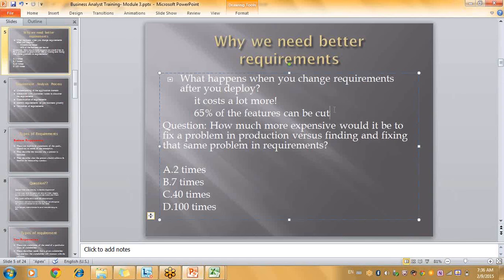Okay. Then how many users are going to be using these applications? How many users do you have? How many technicians do you have that are going to use it?